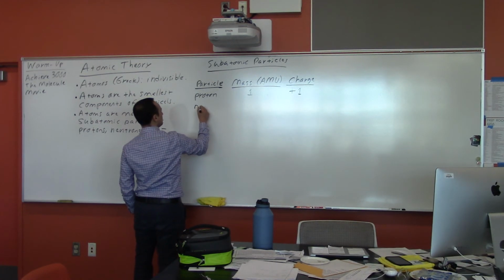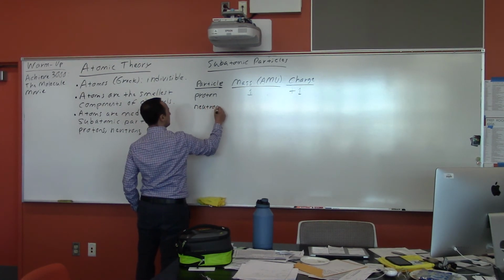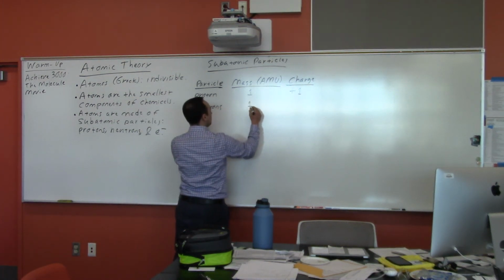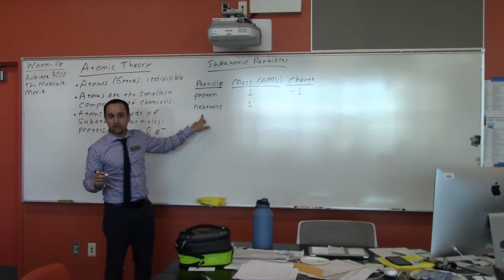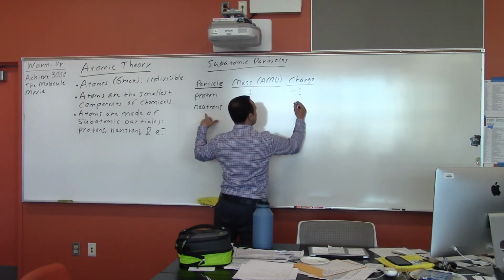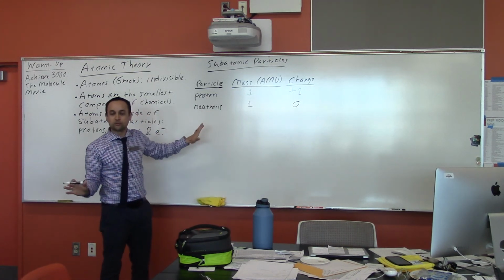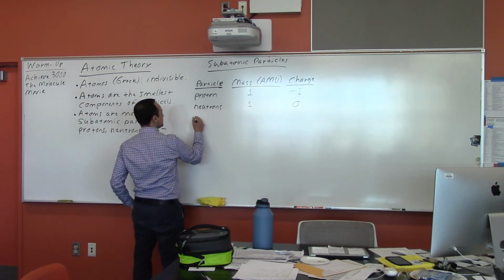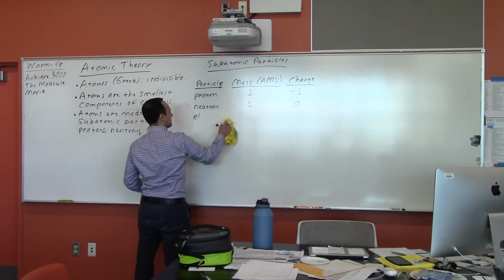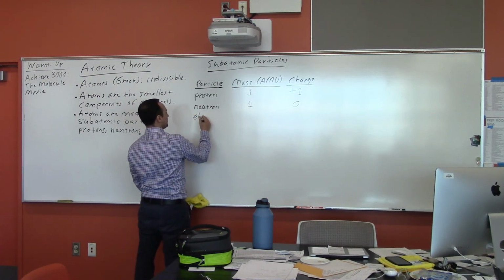Neutrons have also a mass of 1 AMU. Intriguingly, they are neutrally charged. So they have a charge of 0. Okay? No charge. Electrons, and I'll leave my spelling consistent. So proton, neutron, electron.